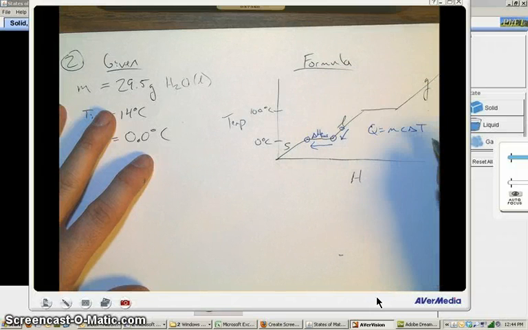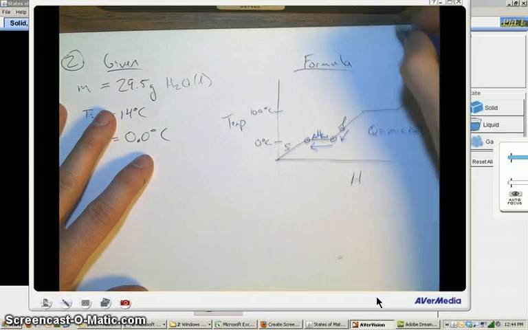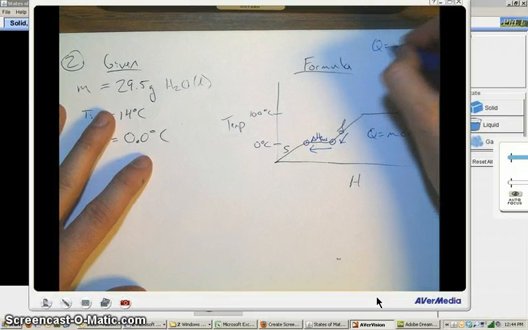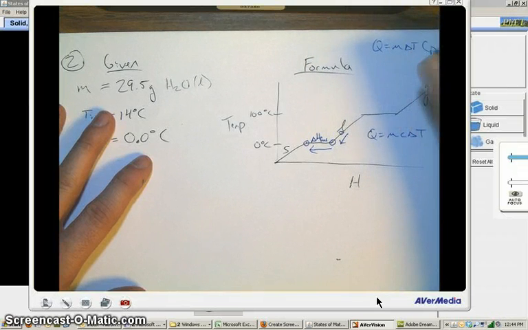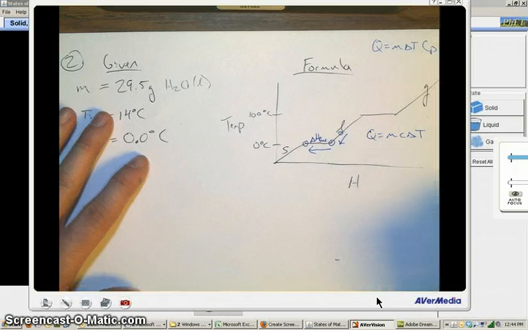Now I know on your formula sheet it's written out different. On your formula sheet it's written out as Q equals M delta T Cp. Trust me, it's the same thing as what I taught you before.